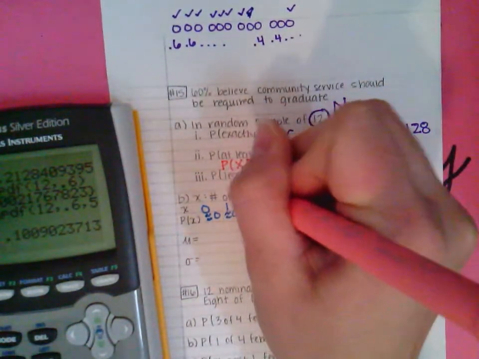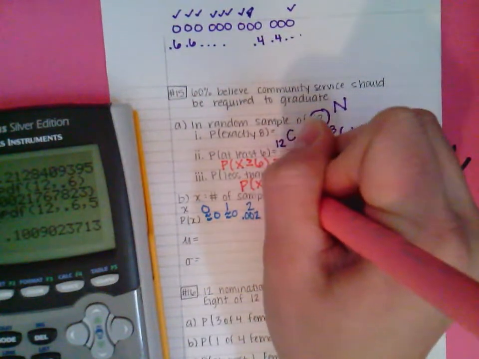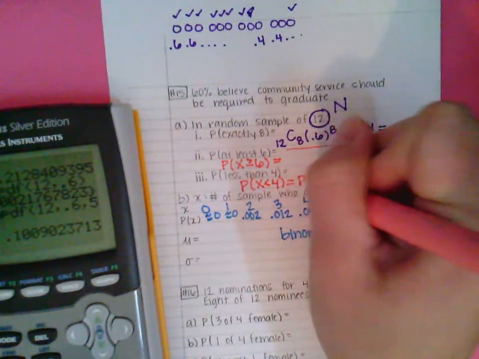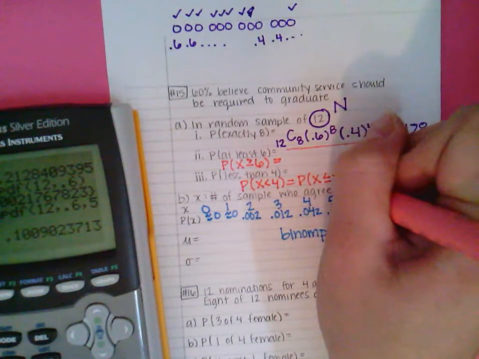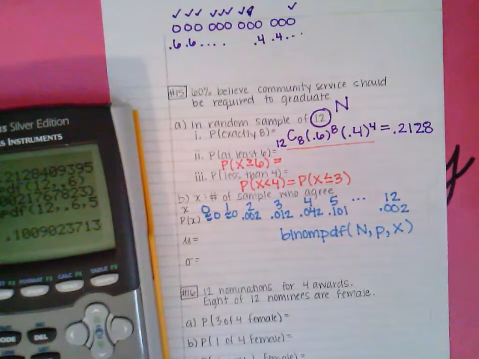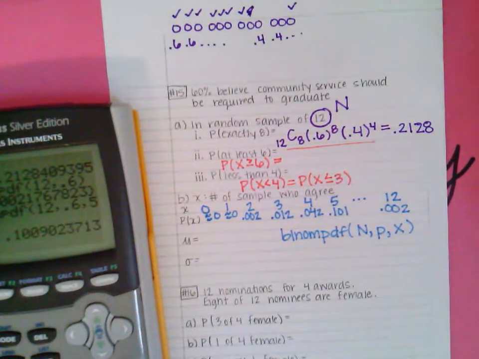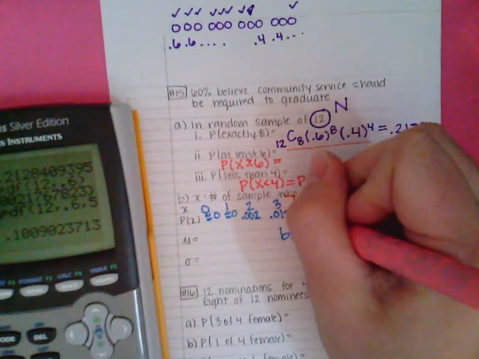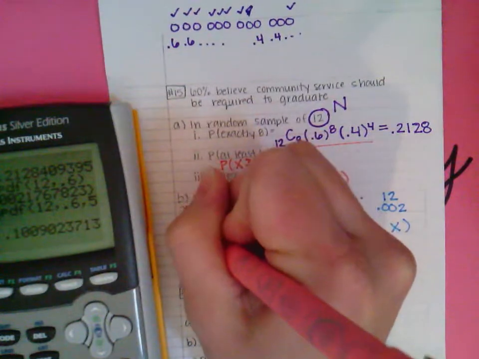Less than 4 would be the same as x less than or equal to 3, because this is a discrete distribution. So if it's less than, you don't include that value. And so we're going to look at our table here.